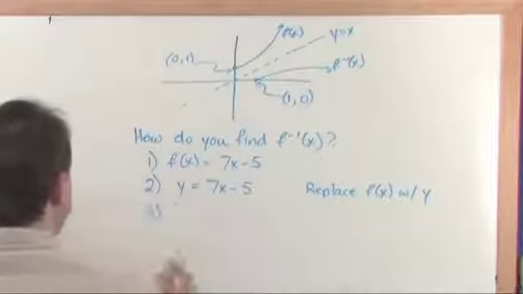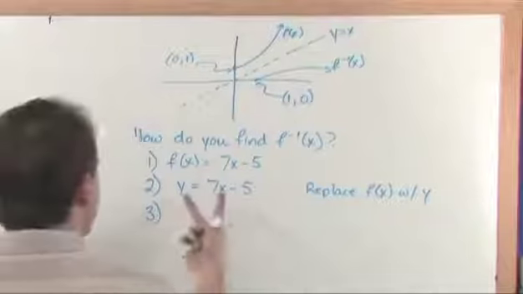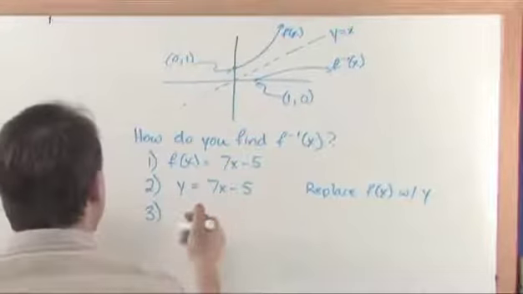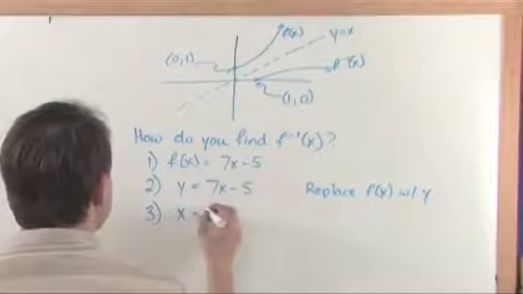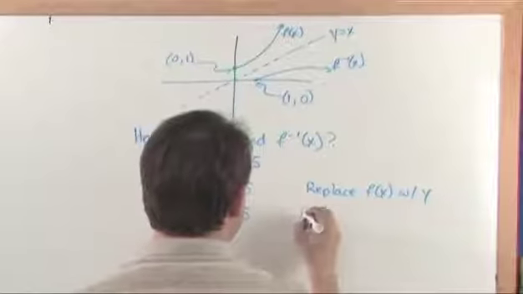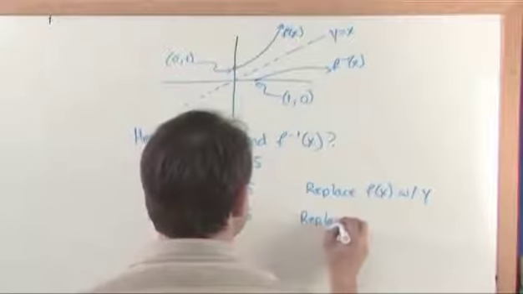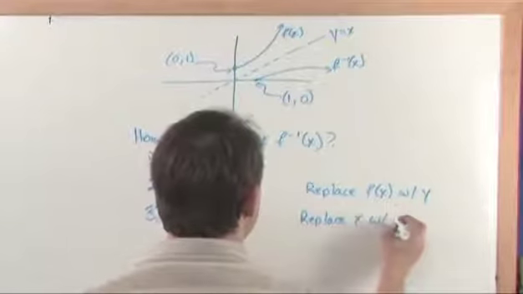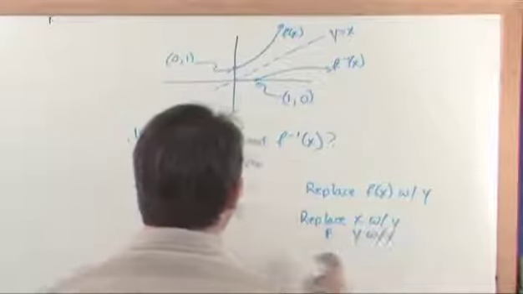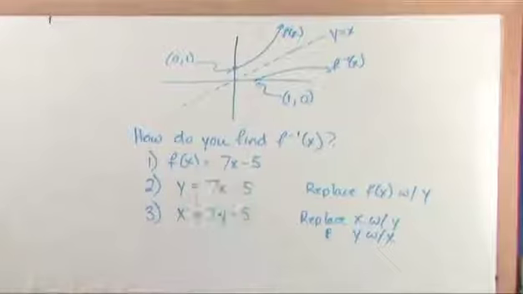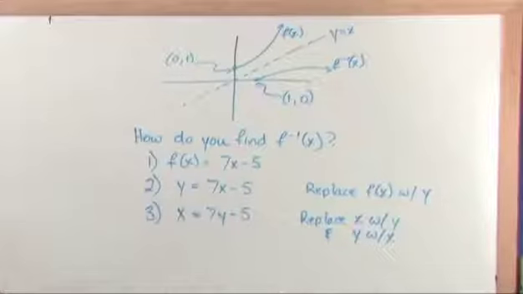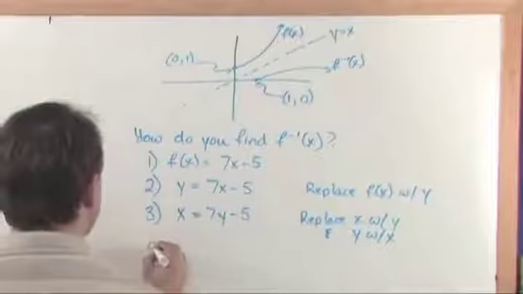Okay, very simple. The next thing you do is you flip y and x. So the y you make into an x, and the x you make into a y. So now it's x is equal to 7y minus 5. So you replace x with y and y with x. And this actually is what does the flipping, okay, because we're flipping something here, so we replace x with y. And you do that with every x and y in your function.